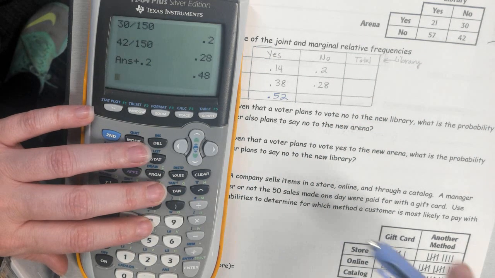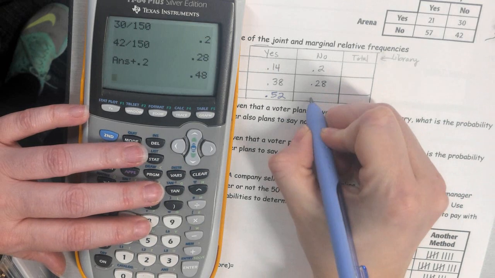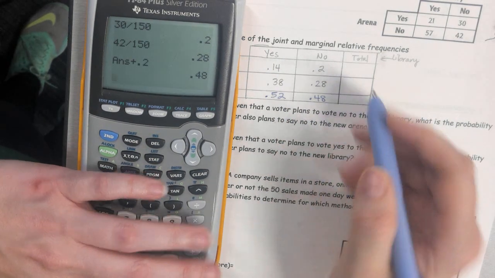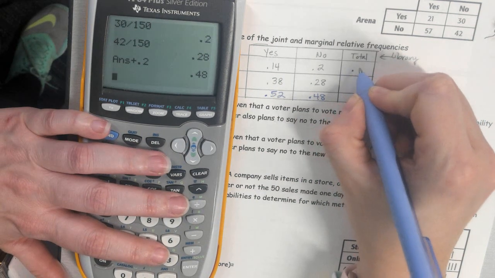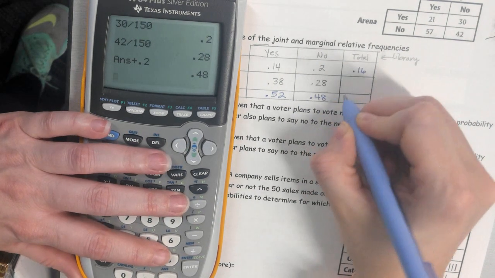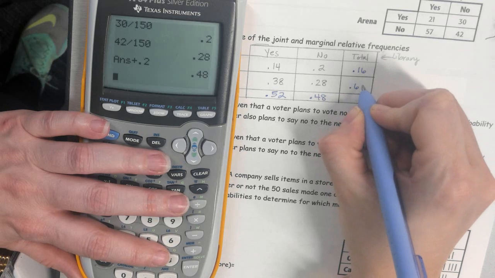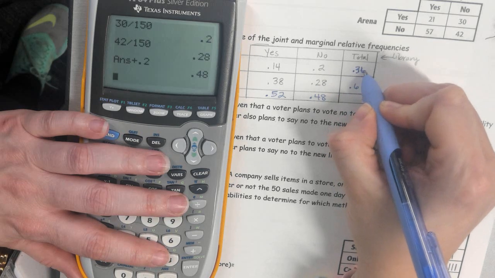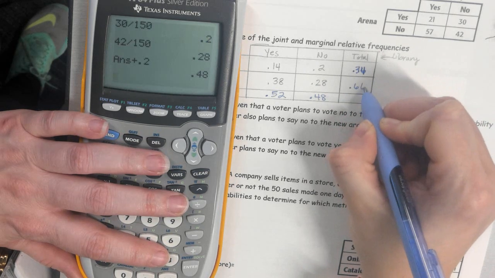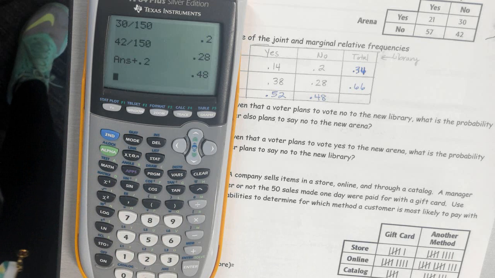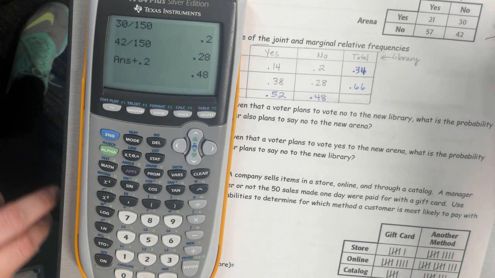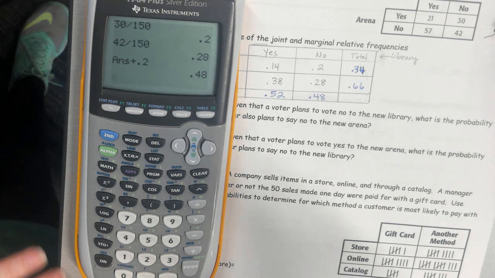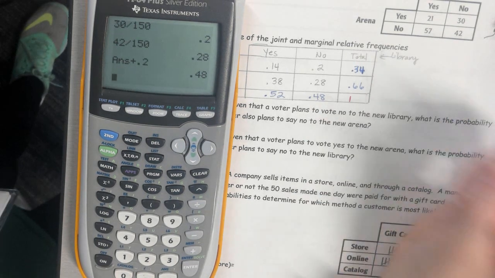Okay, so if you have 0.48, and then the total this way, you're going to add straight across. And then we're going to add here. Oh, sorry. This is 0.34. This one should be 0.66. Now, if you added correctly, then when you total these and you total these, what should this corner be? 1, because that represents the whole.